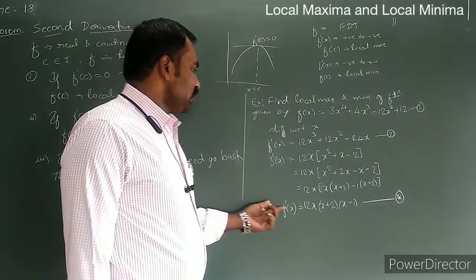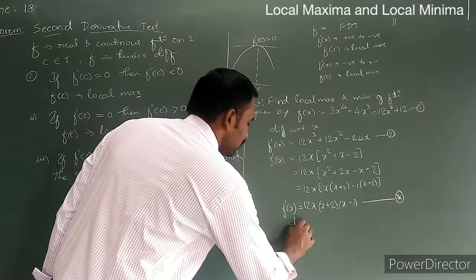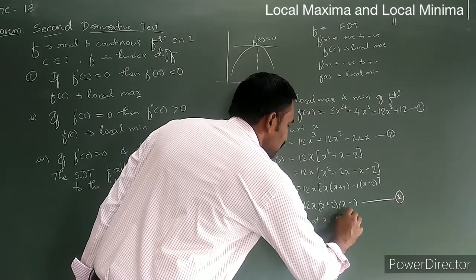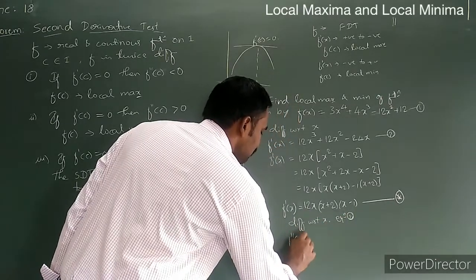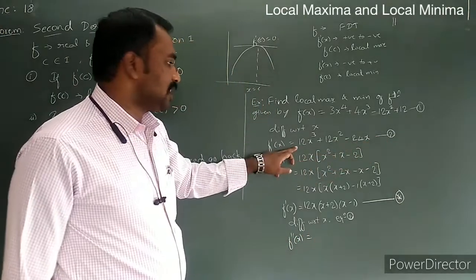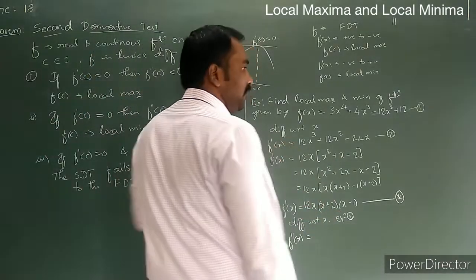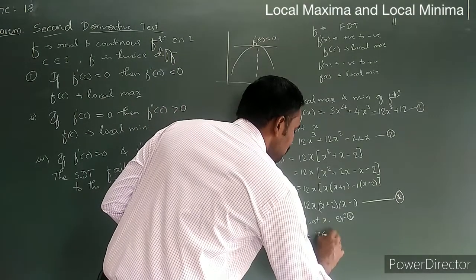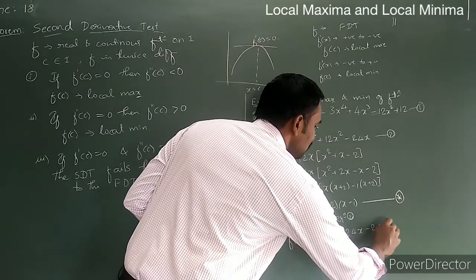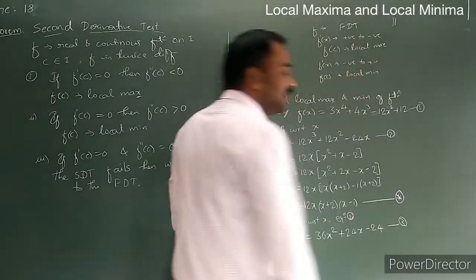Now I differentiate again. Differentiating with respect to x, what will we get? The f double dash of x. Because it is a product, we have to use the product rule. Differentiating, we get 12 into 3, that is 36 into x square plus 24 into x minus 24. This is the f double dash of x. This is our equation number 3.